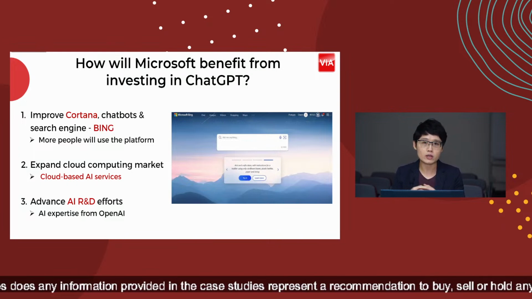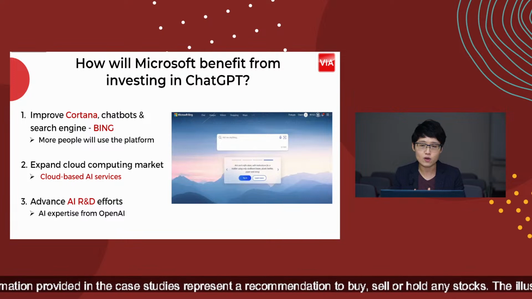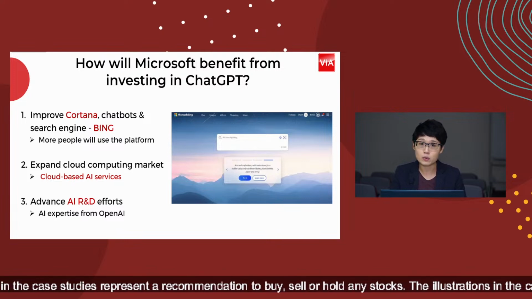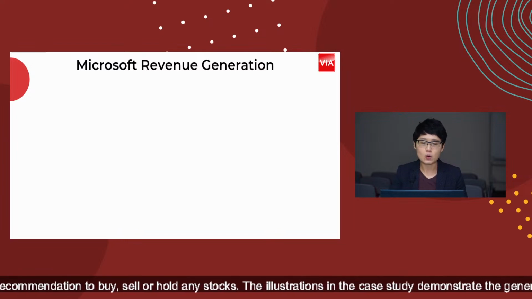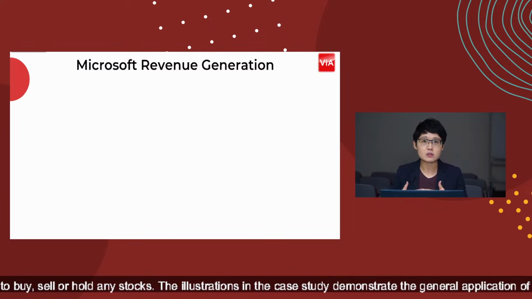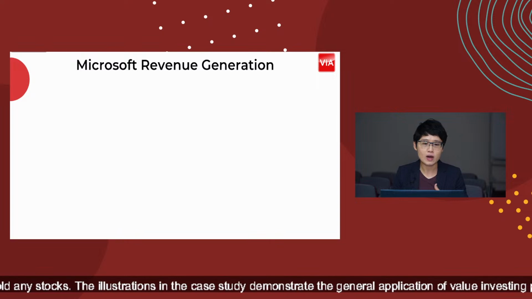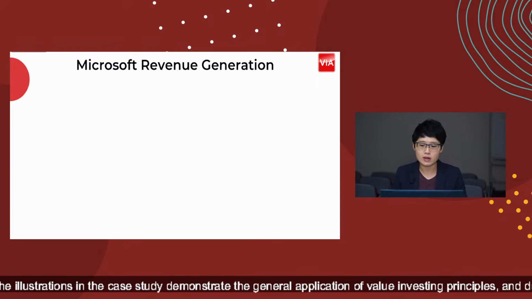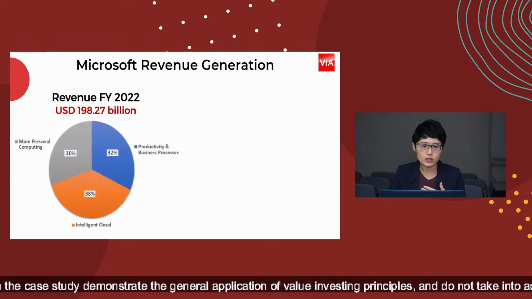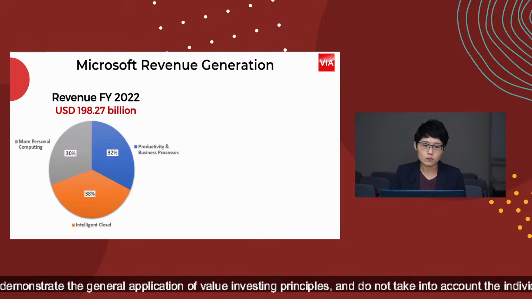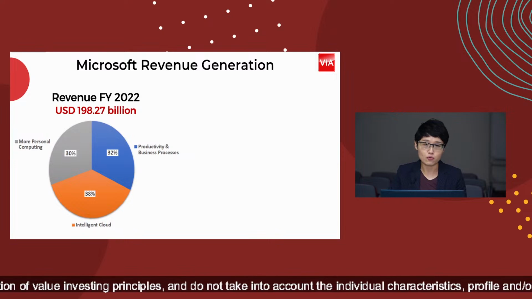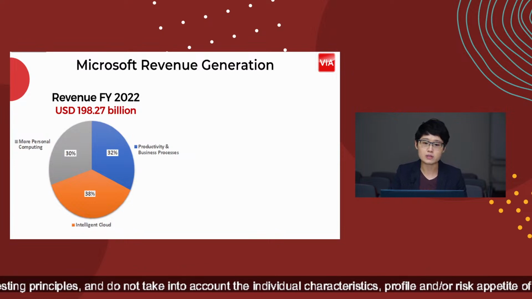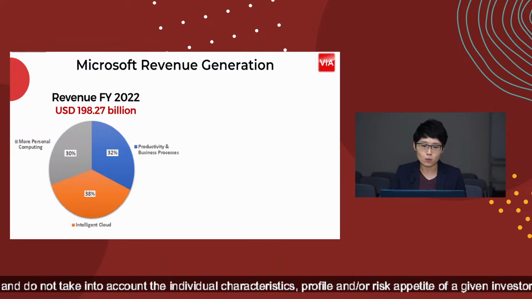So by working together with OpenAI, they are able to further advance this research and development efforts. Okay, so all in all, Microsoft is still a company. So we wanted to know how does Microsoft actually generate their revenue? In 2022, Microsoft actually generated 198 billion of revenue in 3 business segments. So let's look at them one by one.